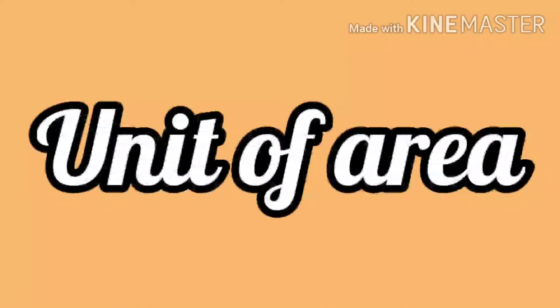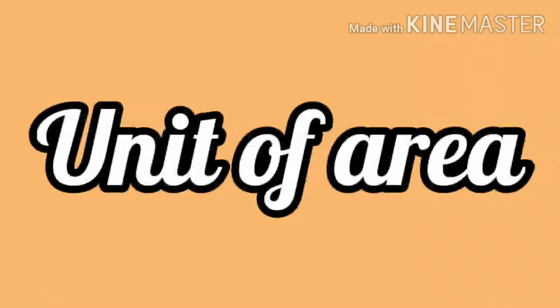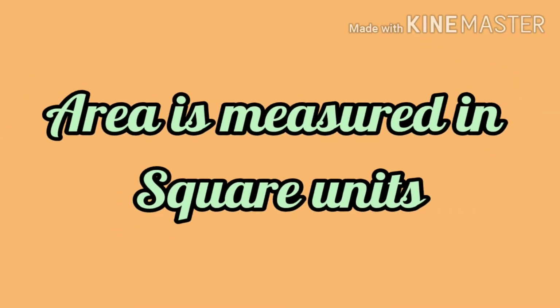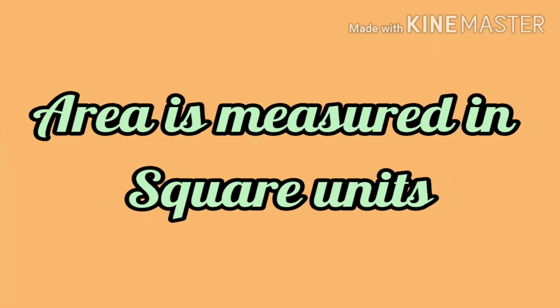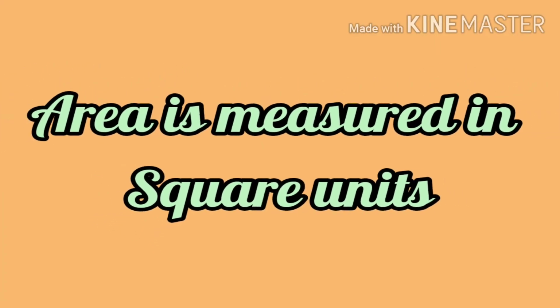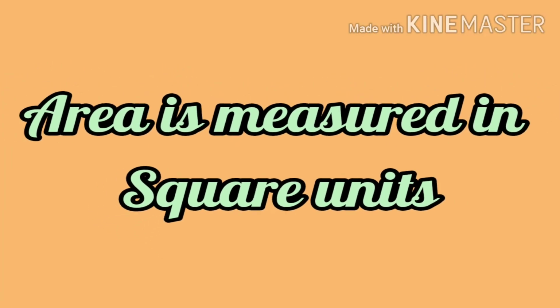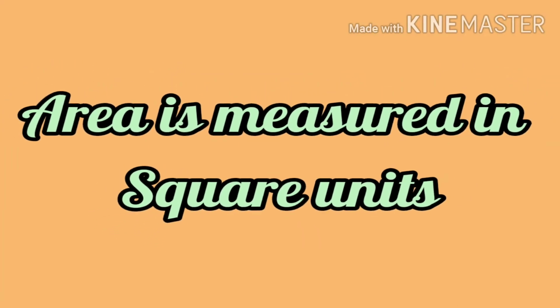Now we are going to know what is the unit of area. As you know that the unit of perimeter is the same unit of the sides of a given figure. In the same way, area is measured in square units. It means the unit of area is square units, such as square centimeters, square meter, square kilometer, square feet, square inch, etc.